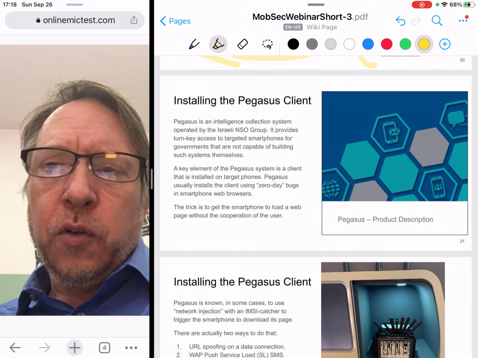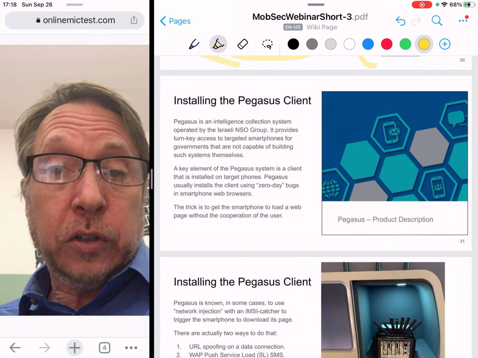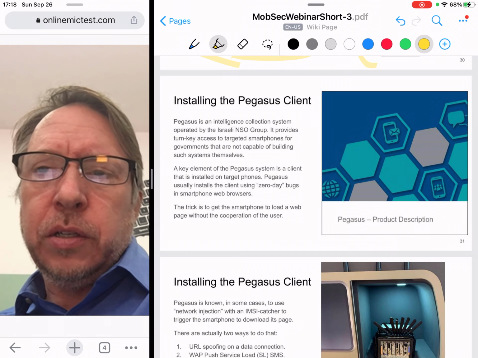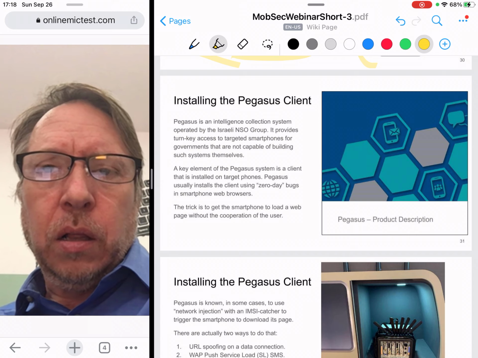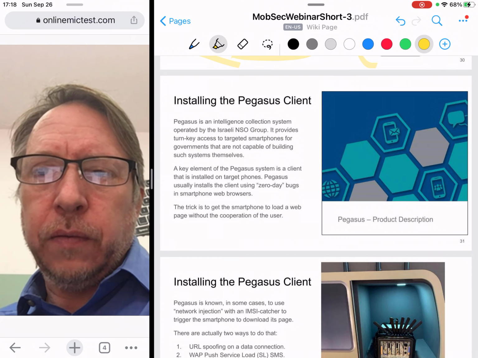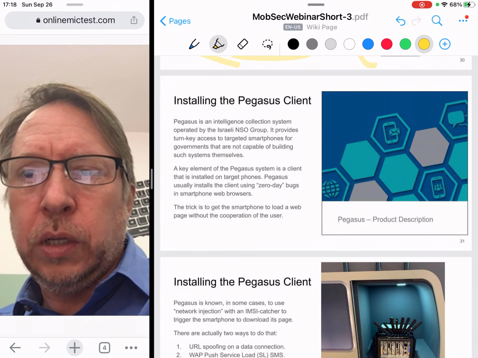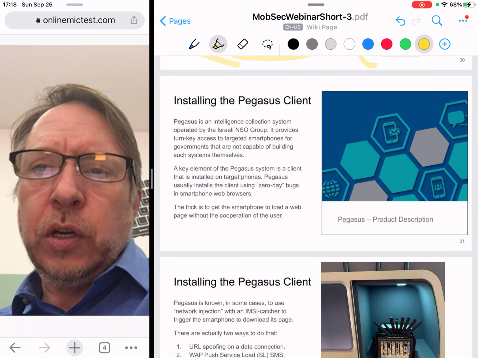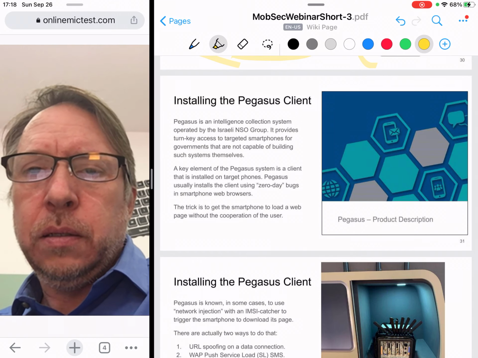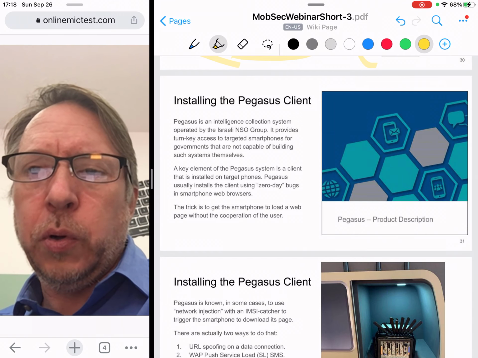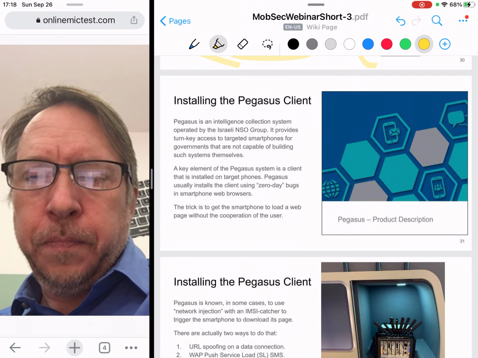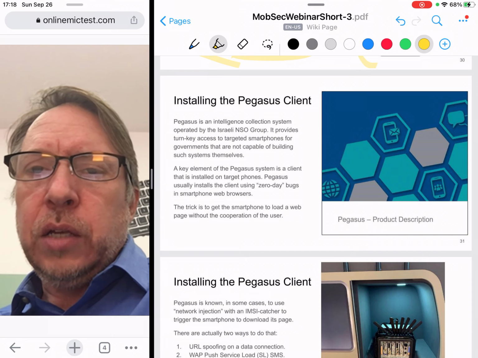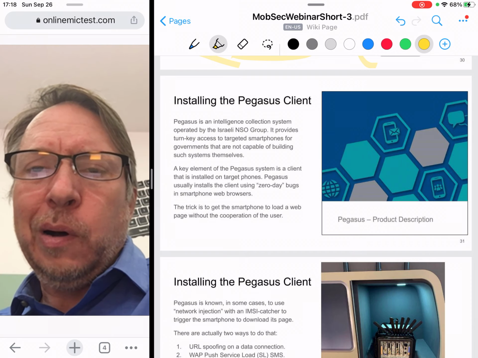A key element in the Pegasus system is, again, a malware client that's installed on target phones. It talks back to the Pegasus command and control network. And this is usually installed, again, using sort of zero-day bugs, zero-click exploits in smartphone web browsers. So the trick to installing Pegasus is to get the smartphone to load a web page without the cooperation of the user. Again, the so-called zero-click remote exploits.